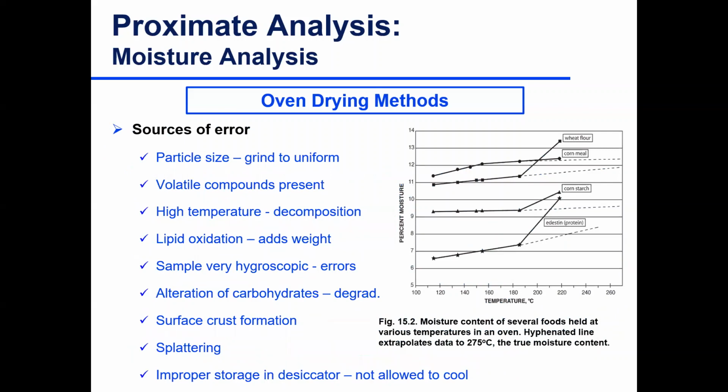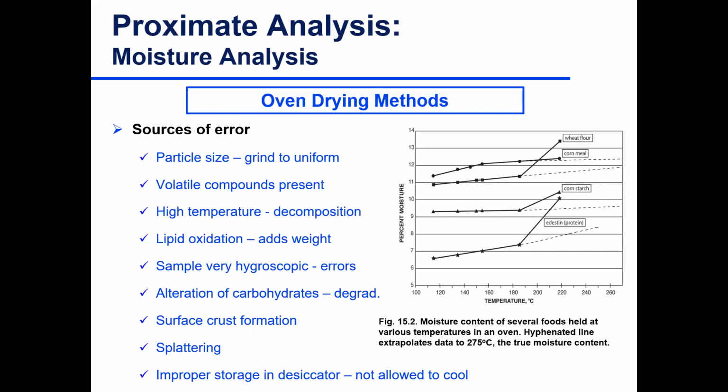On our oven drying methodologies, if it's a dry product, you're probably going to go through some kind of grinding so you can standardize the particle size of the product that goes into the oven. We need to think about whether there are volatile compounds present in that product, because it's going to lose them as well as lose moisture. You can think about temperature, thermal decomposition, and lipid oxidation. You're actually adding oxygen to your fatty acids, increasing the weight.